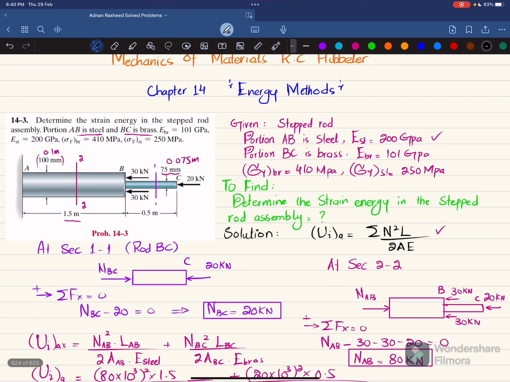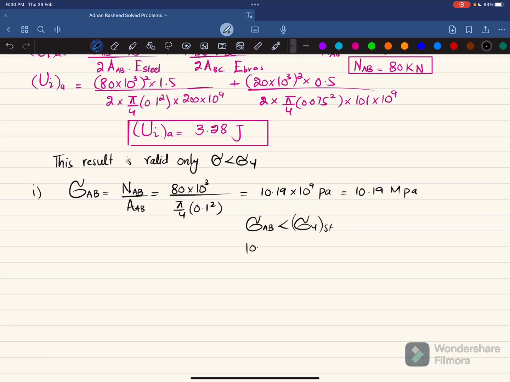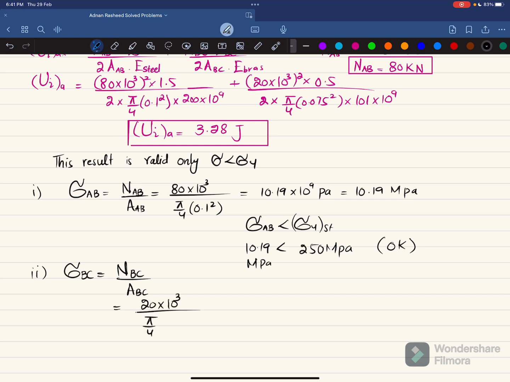Clear? You can see AB is made up of steel, which is this one, 250 megapascal. So 10.19 megapascal is less than 250 megapascal. So it means that this is okay. We will check it for BC. So sigma BC is equal to NBC divided by area of BC. NBC was 20 kilonewton, so 20 into 10 to the power 3 divided by area, pi by 4 into 0.075 square.